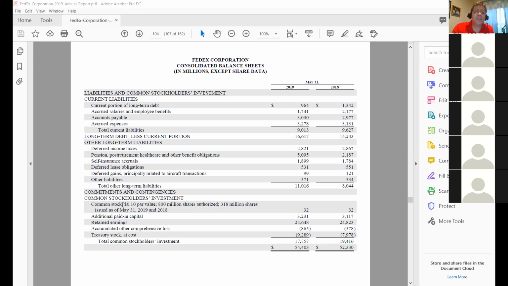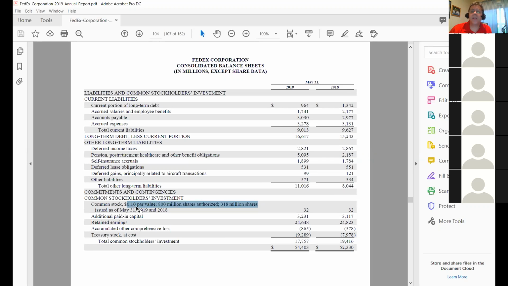Then we list common stock, and then we give this information about the common stock. Okay? So we have par value, which was established when this company was first organized many years ago. And it's 10 cents a share.